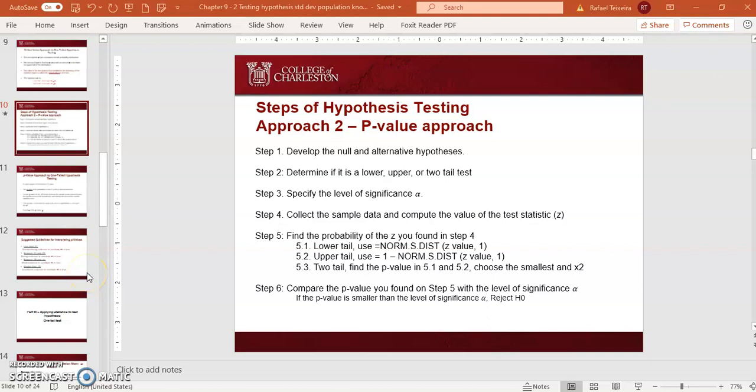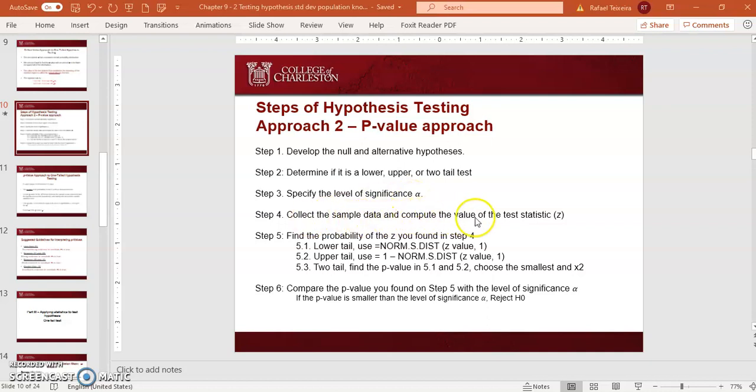Hi, in this video I'm going to talk about hypothesis test for the population mean when you know the population standard deviation, and I'm going to use the p-value approach. So the p-value approach has the first step of developing the null and alternative, determine if it's lower, upper, or two tail, specify the level of significance.